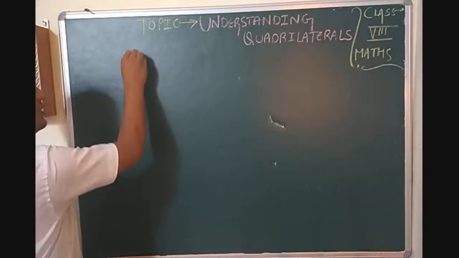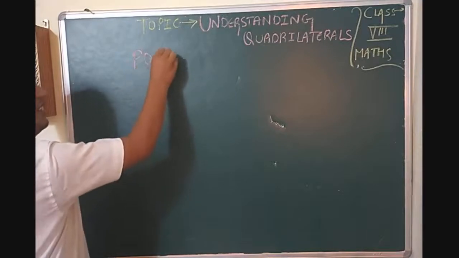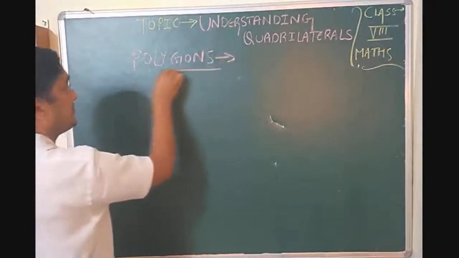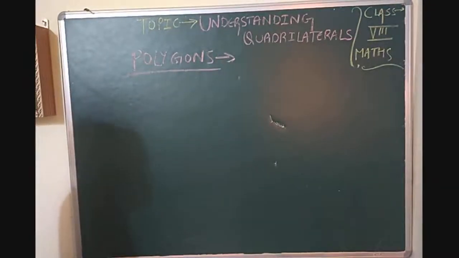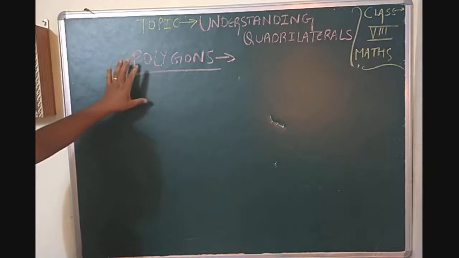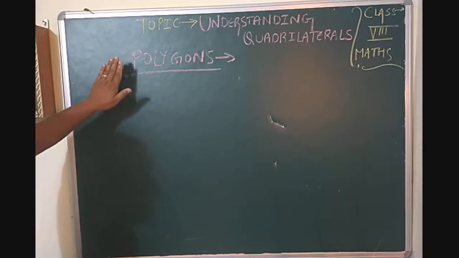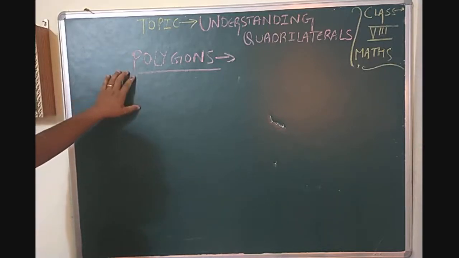Polygons. Next is what? Polygons. Now children, the polygons are what? These are the simple closed figures. These are the simple closed curves that are made up of line segments.